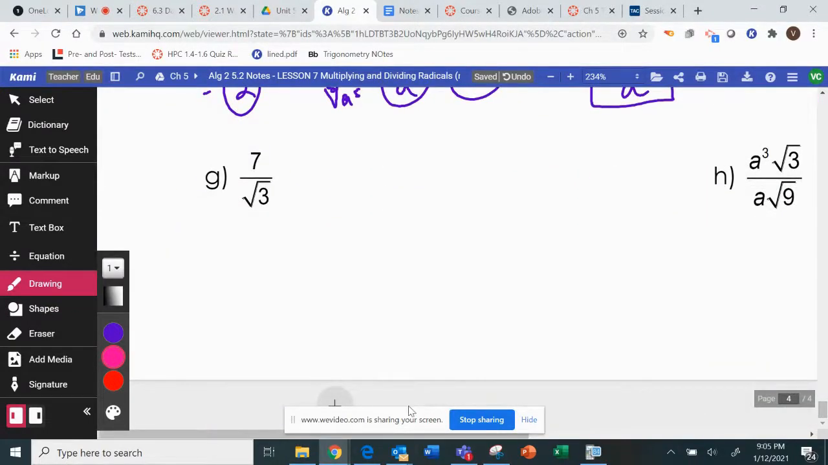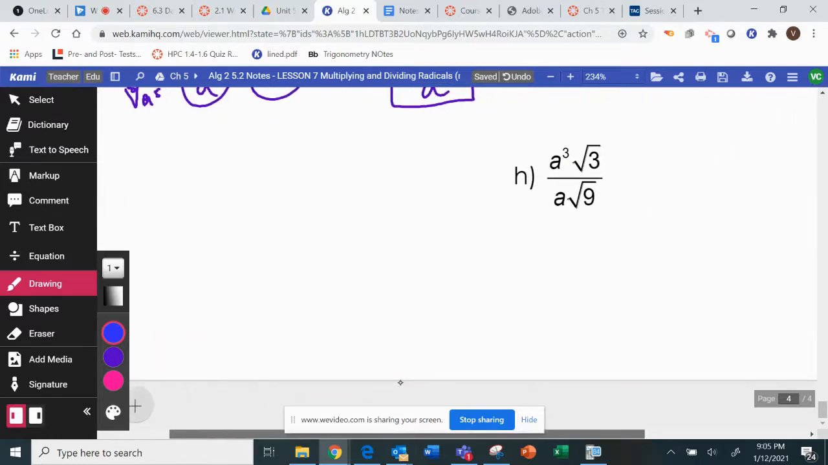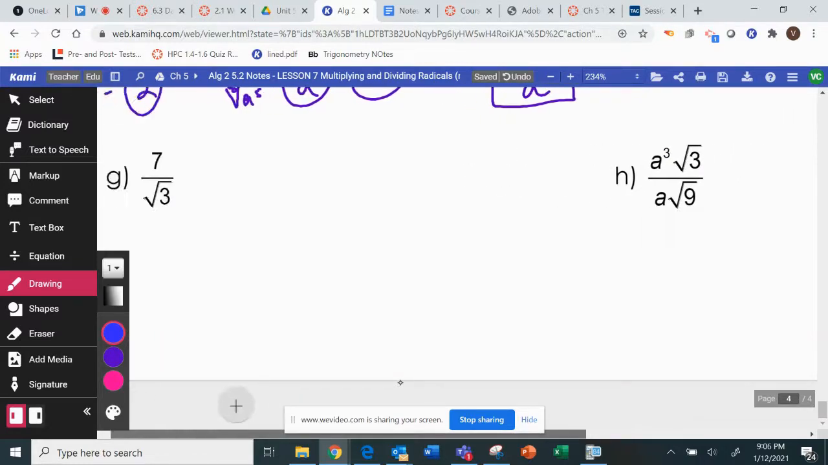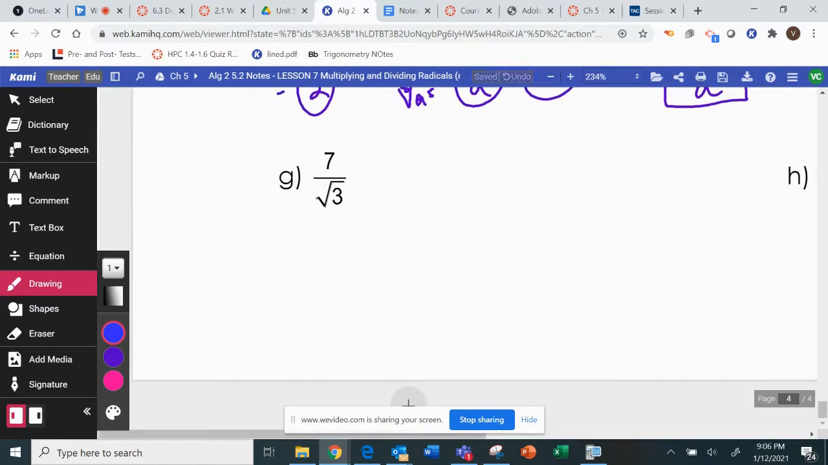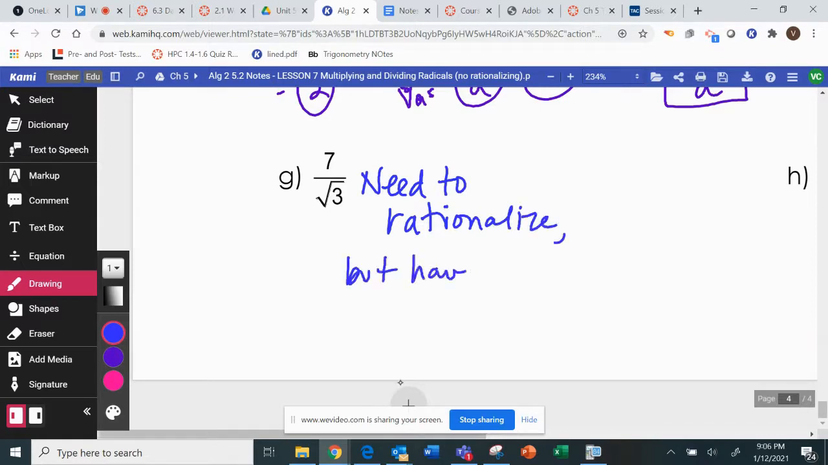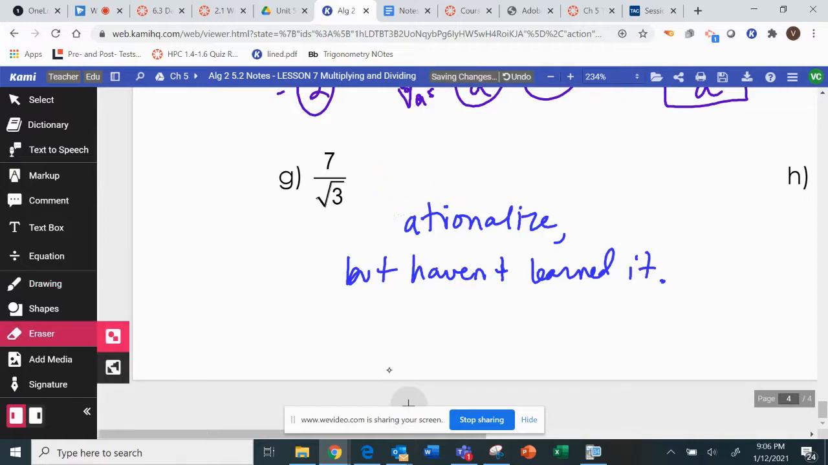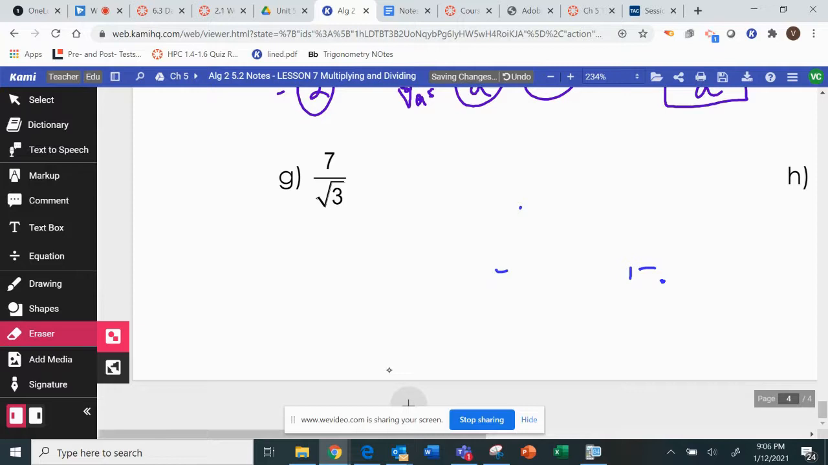All right, last 2 examples. Oh, we can't do this one yet. We need to rationalize this. But you haven't learned it. Now you should have learned it. You know what? I'm just going to do it because you should have learned it in Algebra 1. And we are going to spend a section on this. But let's just go over it real fast.